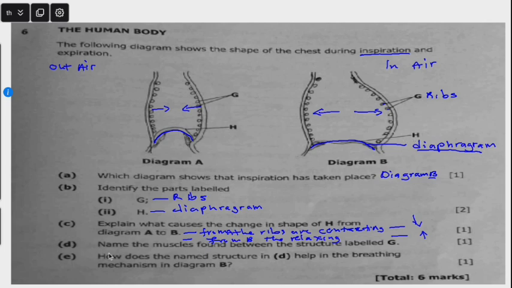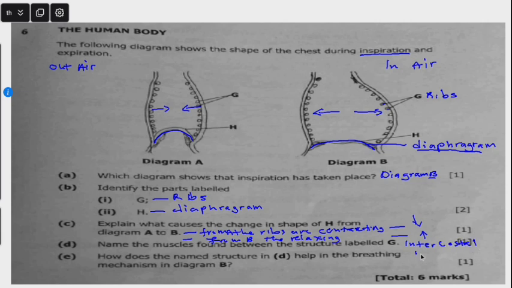Then as for D, name the muscles found between the structures labeled G. The muscles which are found between those labeled G are called intercostal muscles. So they are called intercostal muscles.